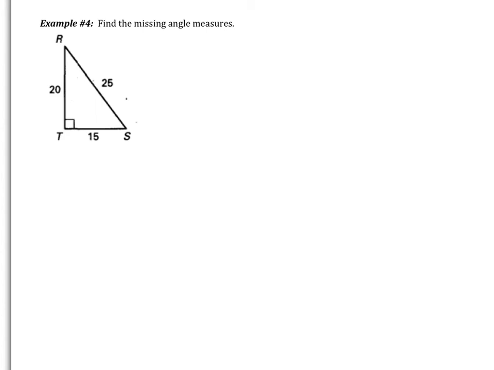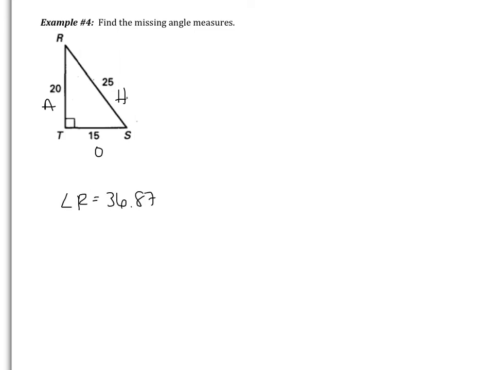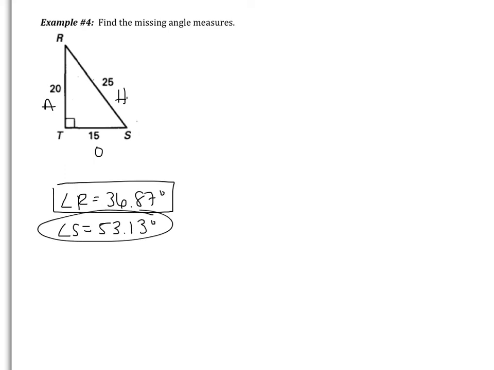Okay, let's see how we did. If I look for angle R first, this time I have opposite, adjacent, and hypotenuse. I have all three. So I could use sine, I could use cosine, I could use tangent. It's up to you. Whatever way you did it, you should have gotten angle R to be 36.87 degrees, whether or not you used sine, cosine, or tangent. After you subtract from 90, angle S ends up being 53.13 degrees.